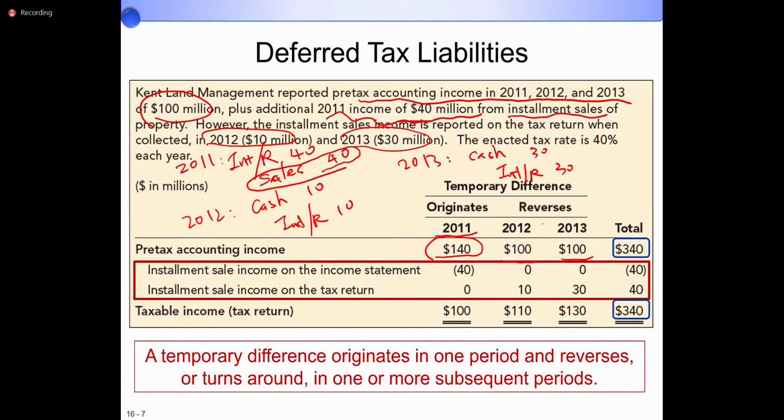Then let's talk about the taxable income. Taxable income, remember this, let's read it. However, the installment sales income is reported on the tax return when collected. So the tax code says you don't pay tax in the year 2011, because you haven't collected the payments yet. When you collect payments in 2012, you pay tax on 10, then you pay tax on 30 in 2013.